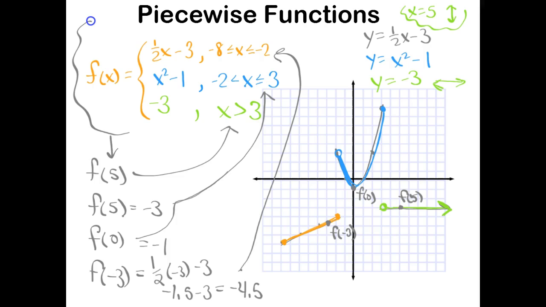So remember, these are x values. They tell you what part of the domain it lives in the piecewise function. And your domain restrictions say where all your x values live.